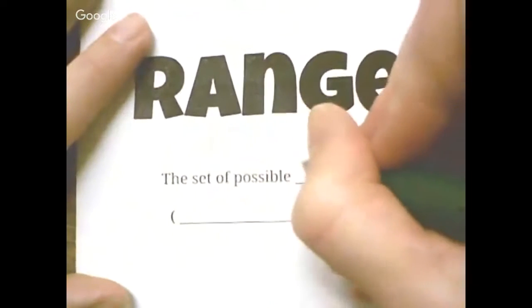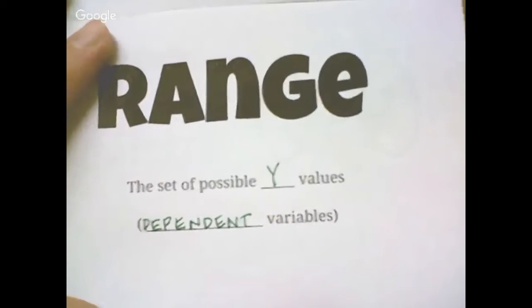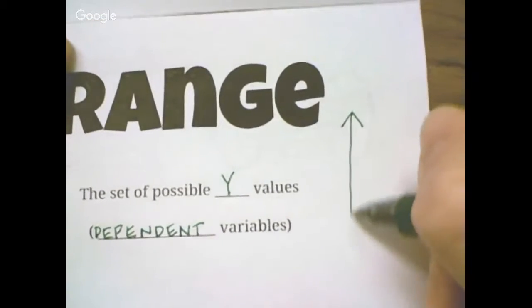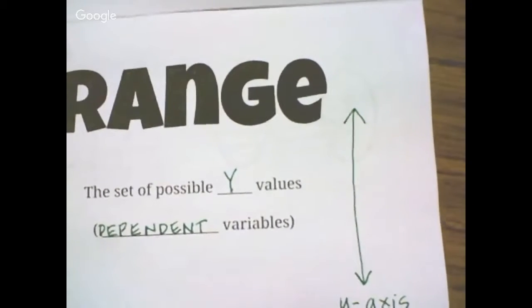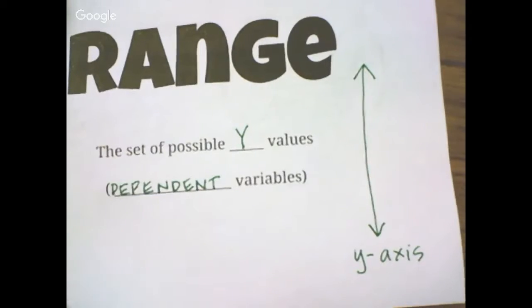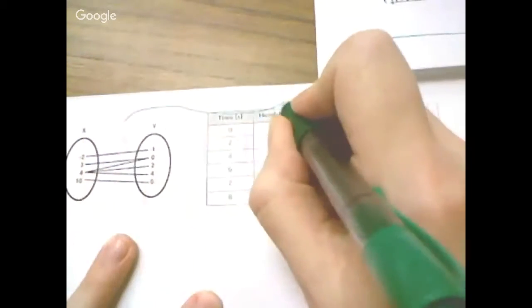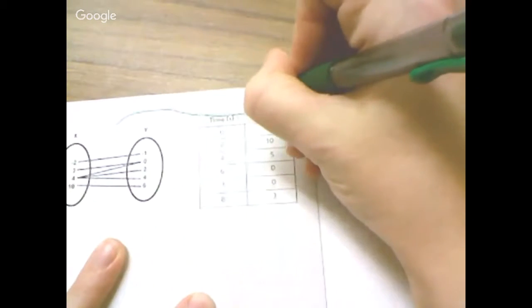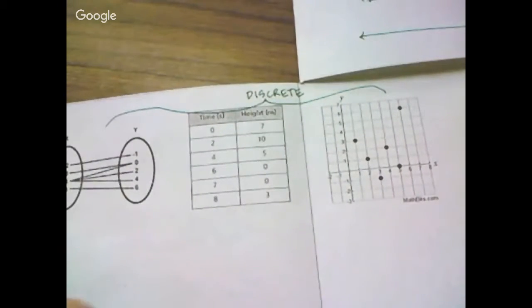My range is all possible y values. These are my dependent variables. So I'm looking at the range. I'm looking at my y-axis. So again, if I open it up, my first three, just like the other one, these are all discrete data points or data representations. And my other one is continuous.